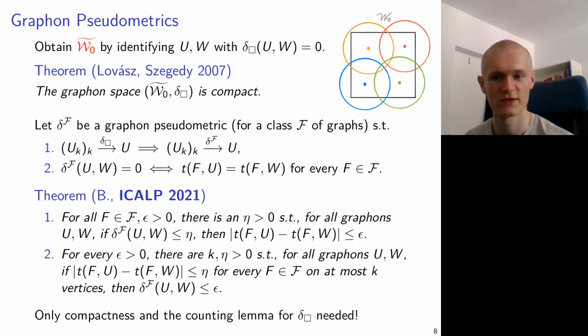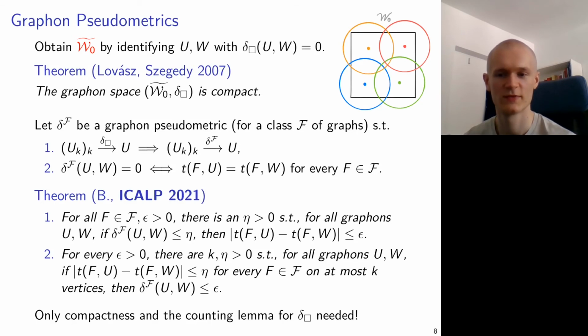The first point is the counting lemma, and it says that if our pseudometric is small, then these homomorphism densities are close. The second point is the inverse counting lemma: if these homomorphism densities are close, then the pseudometric is small. To prove this, you only need the compactness theorem and the counting lemma for the cut distance. This is not hard to prove. If you want to see the details, you can find them in the paper, but this is just a standard compactness argument.